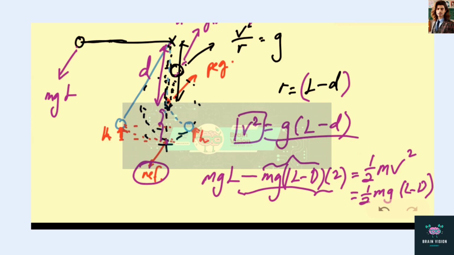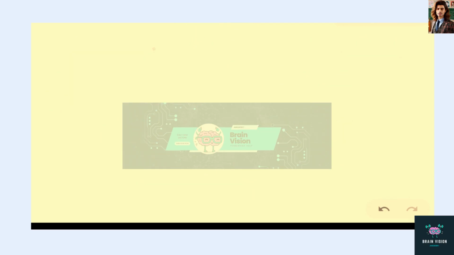So in all, mgL is equal to this expression. We want to find d, so we divide by mg and bring the 2/5 over to the other side. So d is equal to 3/5 times L.